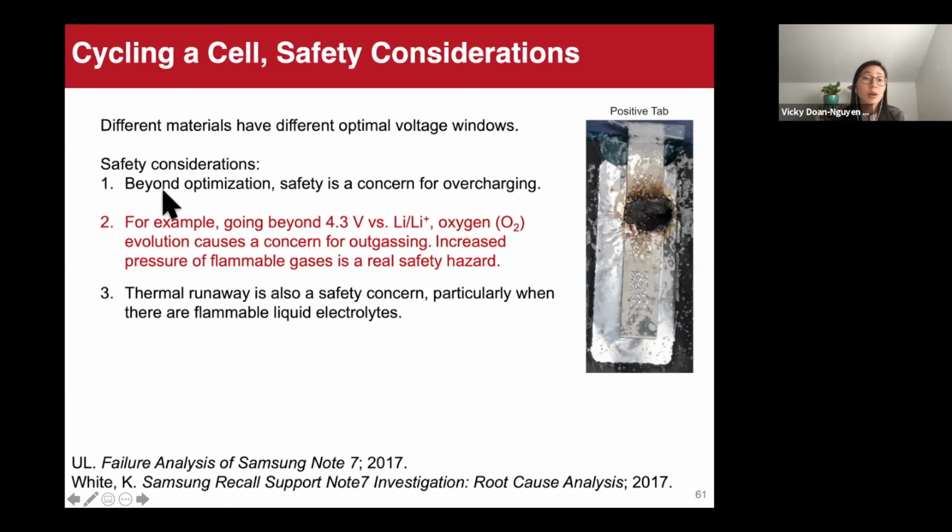You do not want to go outside these windows because generally, one, it just doesn't result in optimal charging and discharging, but also it can cause other issues such as oxygen evolution, going beyond 4.3 volts versus lithium for lithium cobalt oxide. And of course, oxygen evolution is a concern for outgassing. Increased pressure of flammable gases is of course a real safety hazard.